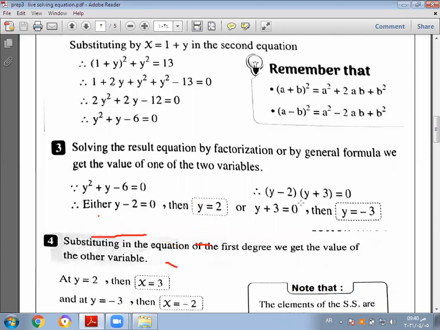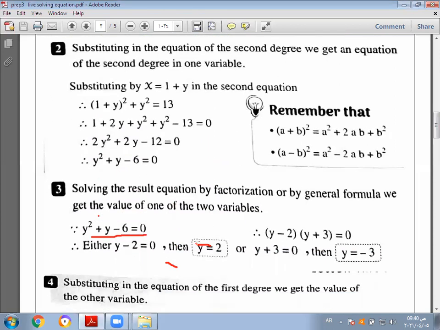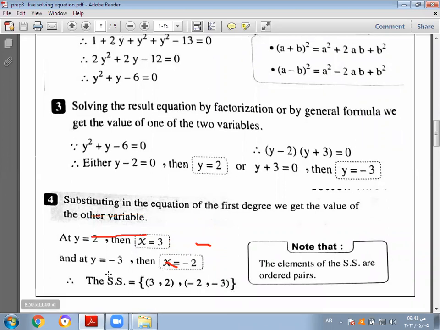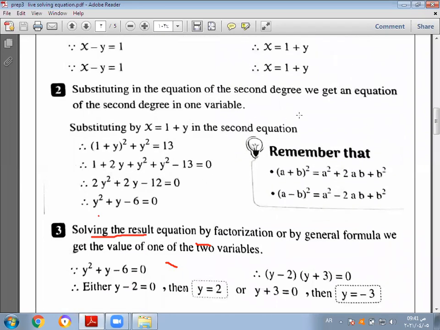Now we use the first expression, x equals 1 plus y. If y equals 2, then here x equals 3. And if y equals negative 3, then x will be equal to negative 2, because we said before that x equals 1 plus y.